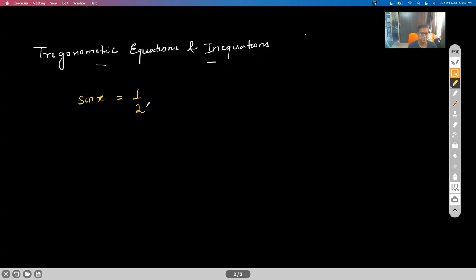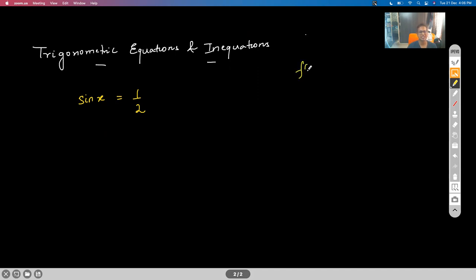Trigonometric equations are slightly different in the sense that they involve periodic functions. Periodic means they repeat themselves after a certain fixed change in the value of the variable. Sine x is periodic with a period of 2 pi, correct? Cos x is also periodic with 2 pi. In fact, cosec x and sec x are also periodic with 2 pi, and tan x and cot x are periodic with pi each. If you want, I can write them down for you.